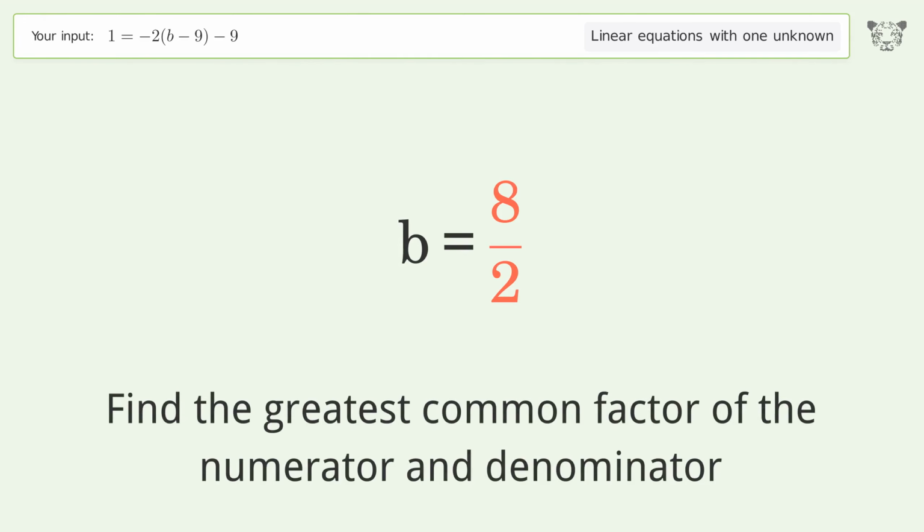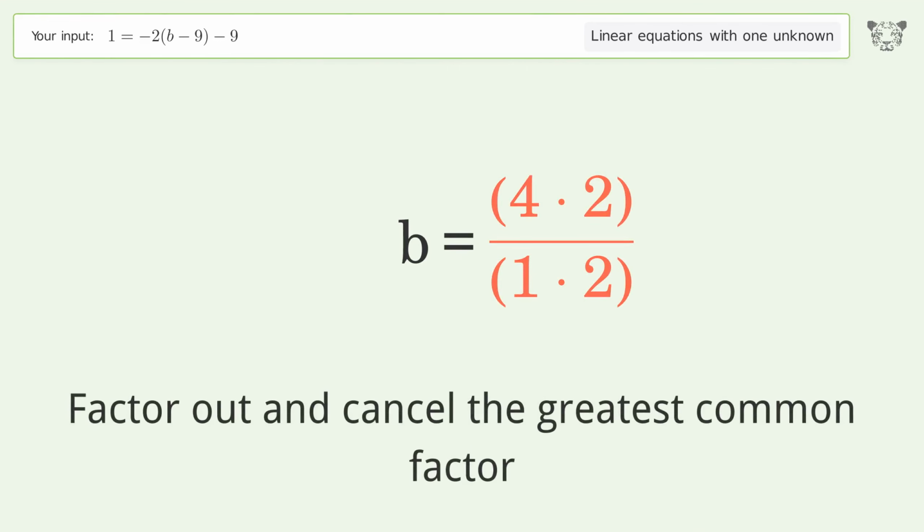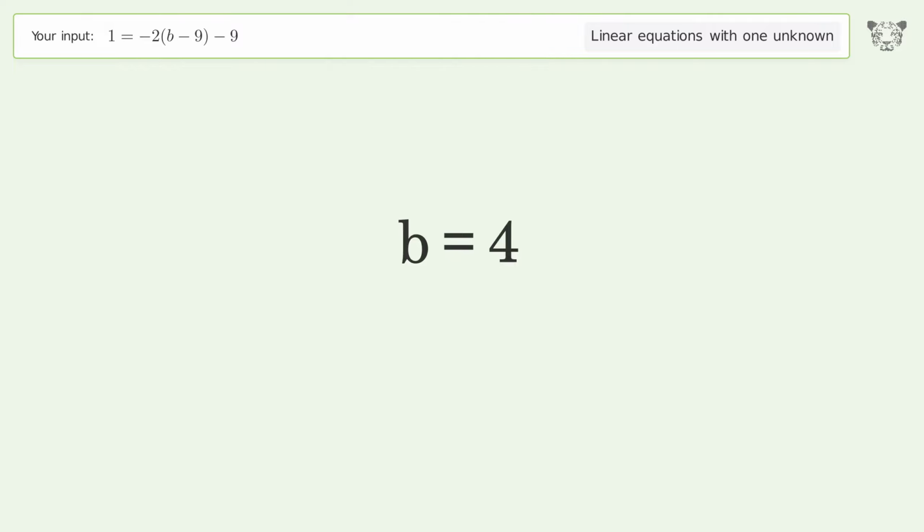Find the greatest common factor of the numerator and denominator. Factor out and cancel the greatest common factor. And so the final result is b equals 4.